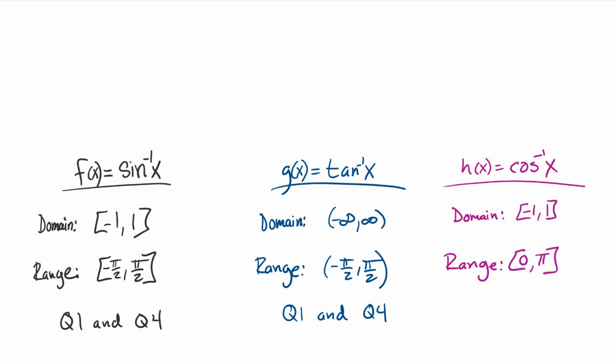You're going to see when we start showing you the how, why this one doesn't play nice. Our domain is the same thing as sine inverse, because both sine and cosine are trapped between negative 1 and 1 when we graph them. But its range is between 0 and pi. This has different angles that it could be. It's from quadrant 1 and quadrant 2. It differs from sine inverse and tangent inverse.